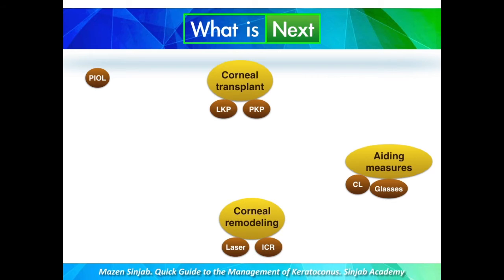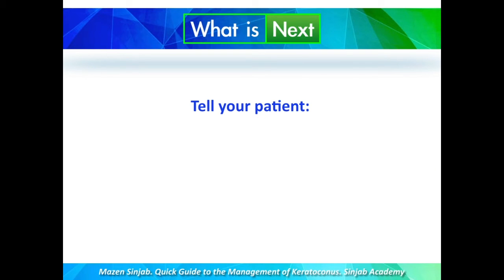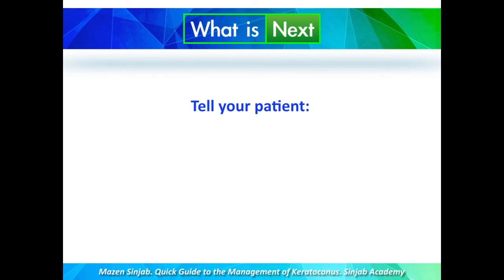And finally, is it possible to do corneal transplant after phakic IOL? Yes, it is possible, even if corneal cross-linking was done before, but it is very unusual to do corneal transplant after phakic IOL implantation. So, tell your patient, if the option is corneal cross-linking and phakic IOL, the latter will be done 12 months post corneal cross-linking for the stability of K readings.